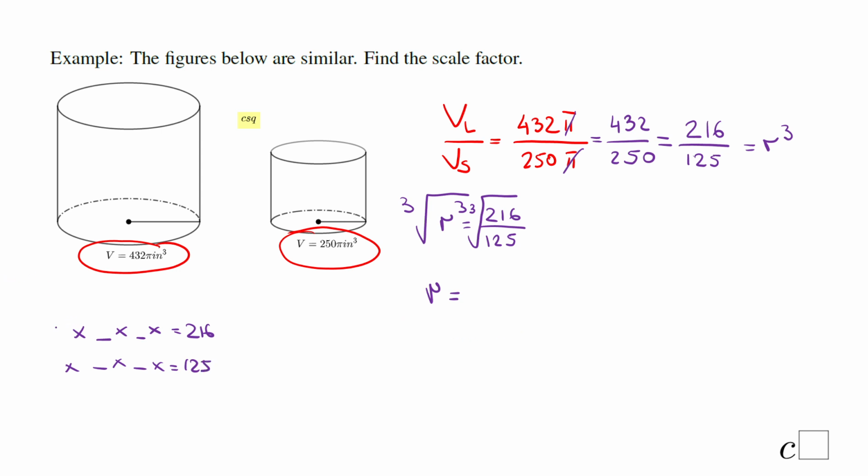So 6 times 6 times 6 is 216, and 5 times 5 times 5 is 125. So r will be in fact 6 over 5. But a calculator will be very useful. And that's it in this case. So we can go from the ratio of the volume, and we get the scale factor r. And the operation is taking the cubic root, or finding the number that raised to the third power is r cubed.